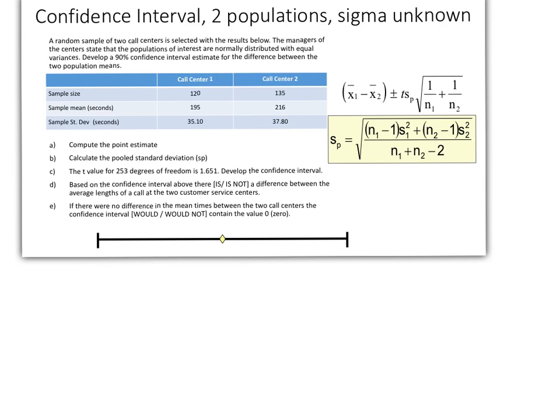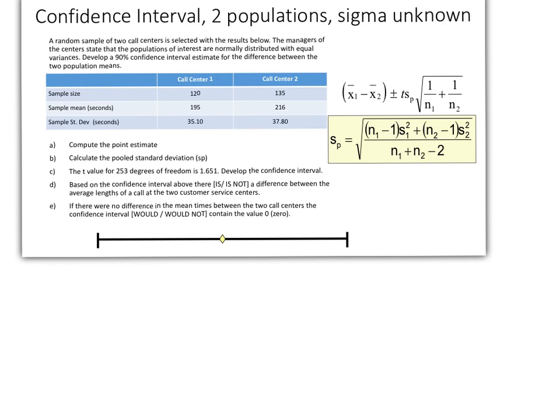Here we have a confidence interval question for two populations, sigma unknown. We've got a random sample of two call centers, and we've got the results in the table. The managers state that the populations of interest are normally distributed with equal variances. So we can use a Student's t for this. Develop a 90% confidence interval estimate for the difference between the two population means.